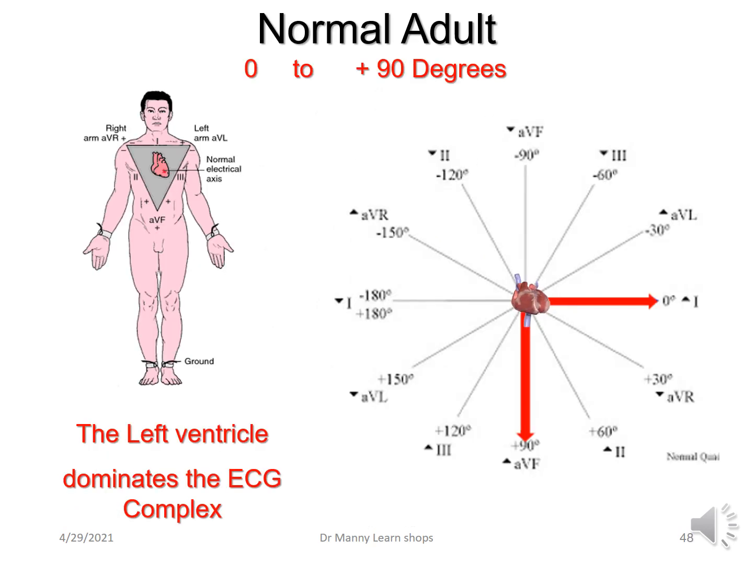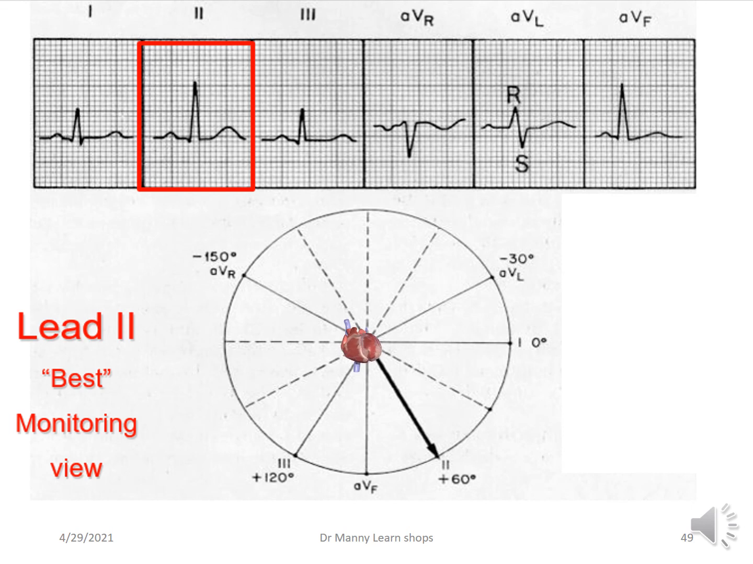In a normal adult, which can vary depending on the electrophysiologist that is giving the information, but as a general rule, typically in a normal adult, the degrees are from 0 to plus 90 degrees because of left ventricular dominance. The left ventricle dominates the ECG complex. So when we look at this slide here, we can see that lead 2 is the most positive for the reason that we said, because again the current from the left ventricle being depolarized is heading straight towards lead 2. So lead 2 is considered the best monitoring lead in most normal adults.